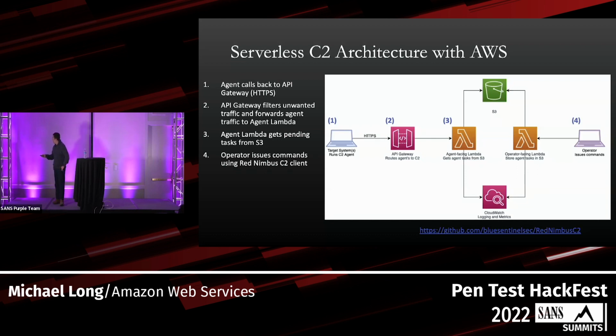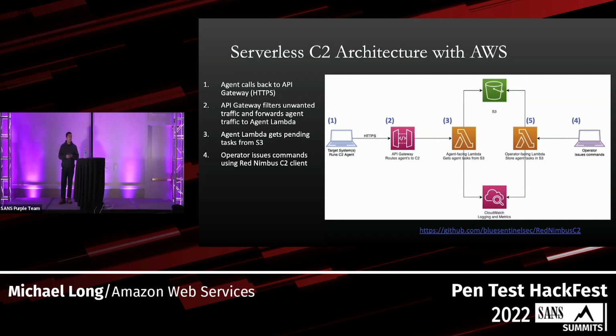Now, next I bring you to node 4, and this is basically from the perspective of our red team operator. So our red team operator wants to issue commands to our agents. The way this happens is the operator uses a client I call Red Nimbus C2, or the Red Nimbus C2 client. And I'm going to show you how that works and how to run it in a couple of slides. But essentially, using this client, the operator has direct access to the operator-facing Lambda.